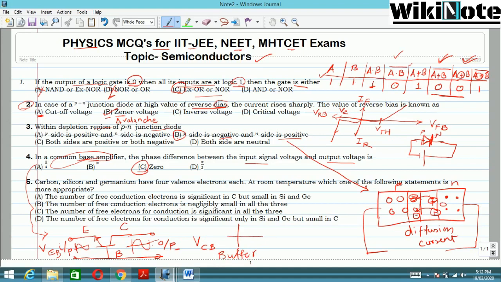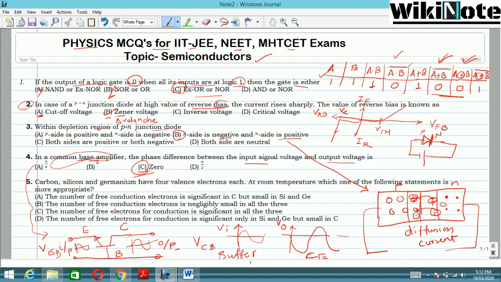So what do you mean by phase difference? Phase difference means suppose my input signal is in this fashion, so I would like to write down this VI, and suppose I am getting the output in this fashion like this. Now you can see my output is amplified, but it is phase shifted by 180 degrees, and this happens in case of common emitter configuration. The question is common base, so we have to go with the answer 0. In case of common emitter, the answer would have been B, that is pi degree.